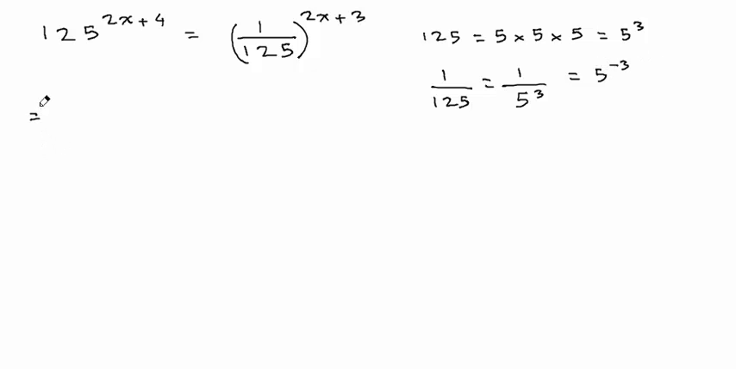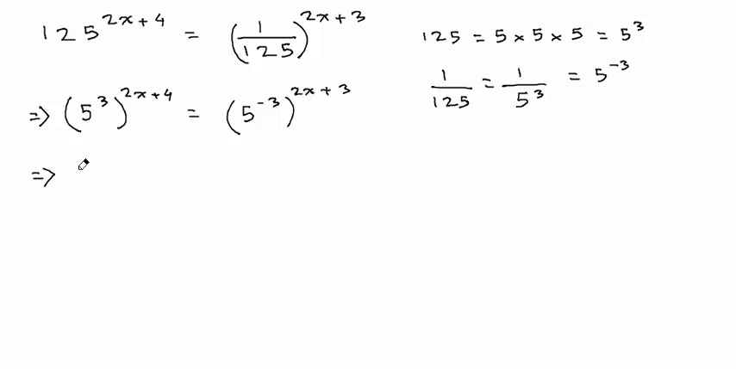Let's just do that. So this is going to be 5 raised to the third, all of that raised to the 2x plus 4 is equal to 5 raised to the negative third, that's the fraction 1 over 125, and that is raised to the 2x plus 3. An exponent has been raised to another exponent. Therefore, we multiply the exponents. Therefore, this is going to be 5 raised to the 3 times 2x plus 4 is equal to 5 raised to the negative 3 times 2x plus 3.